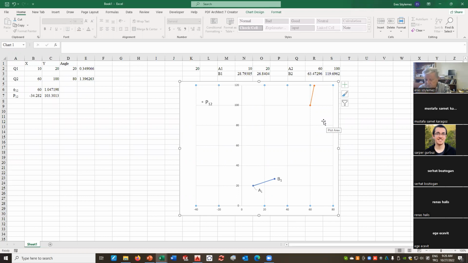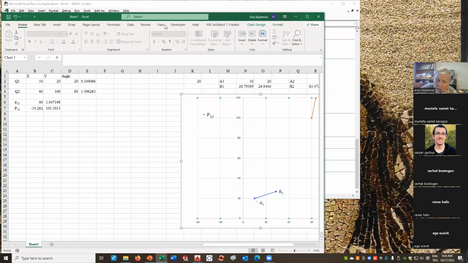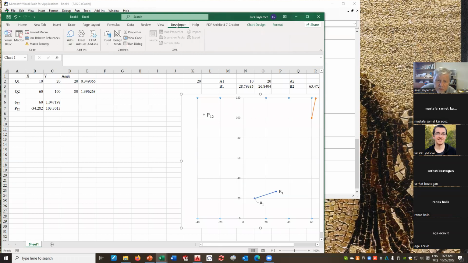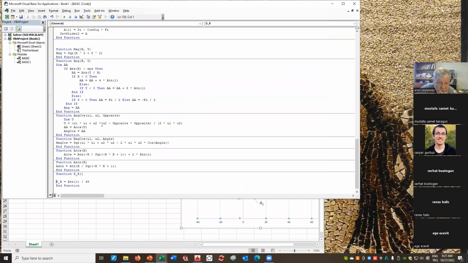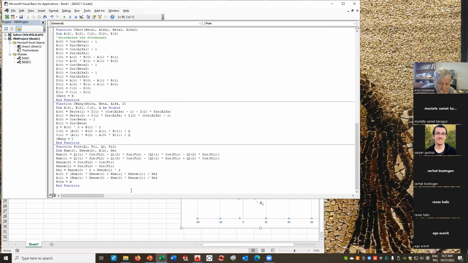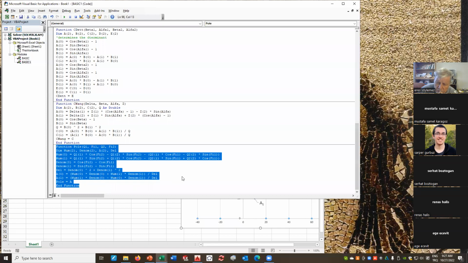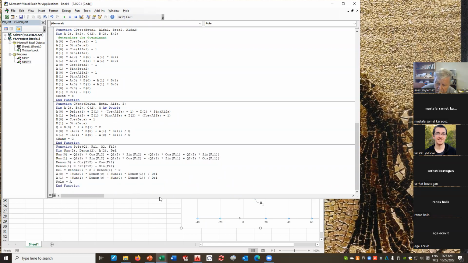Is that okay? Any questions on how to do this? I don't have to be bothered, but you have to know what P12 is and how to obtain P12. The pole, let me repeat, it is complex number arithmetic, that's all, to determine the coordinates of the pole. Okay?